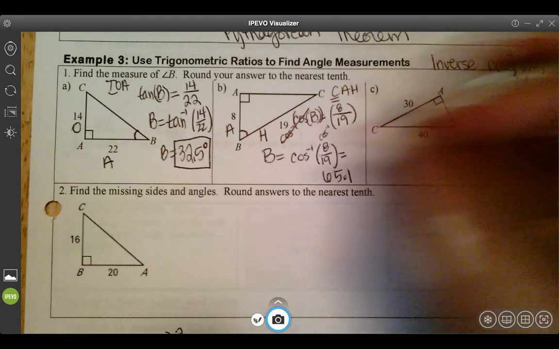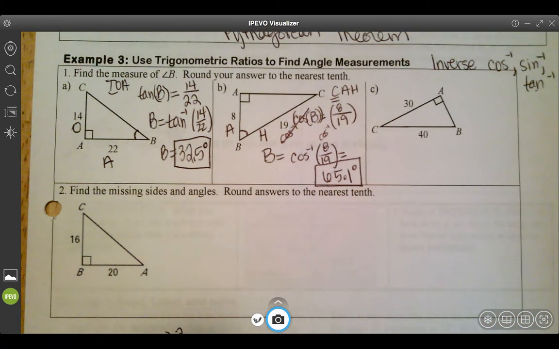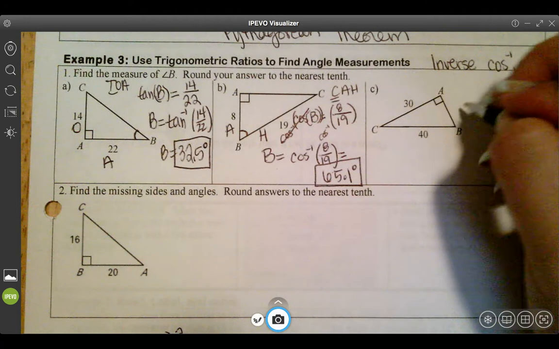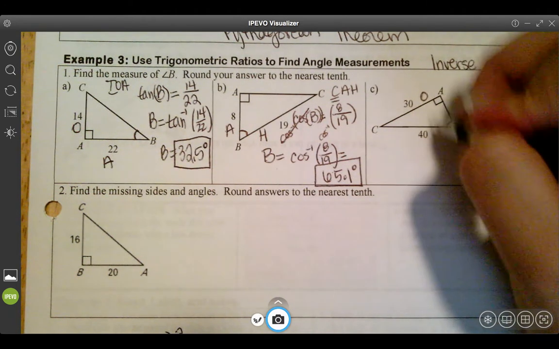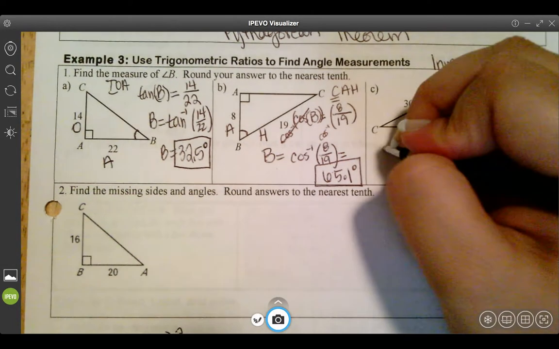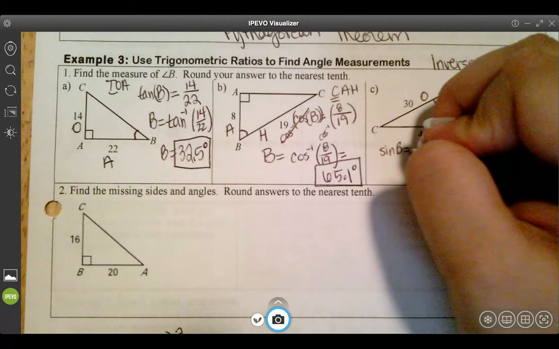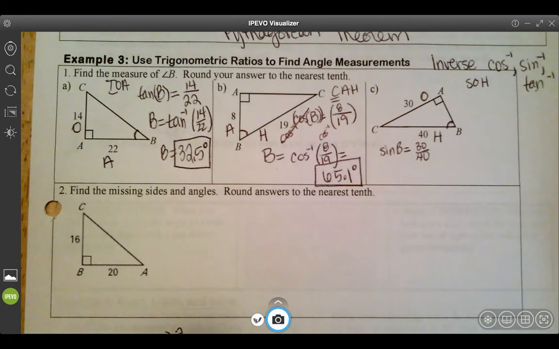65.1. This is an angle measurement, so we need the degree sign. Okay, our next example, still using B as our reference angle, now we have opposite and hypotenuse, so that will be sine of angle B equals opposite over hypotenuse, 30 over 40. You can go ahead and reduce that if you want. It doesn't hurt not to reduce it, but if it does reduce, it'll just give you smaller numbers to work with.